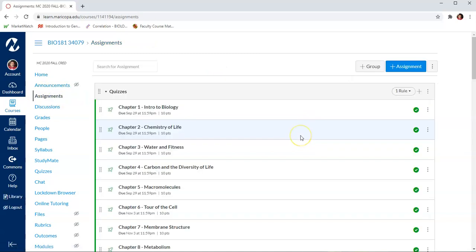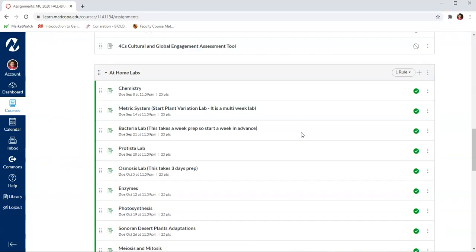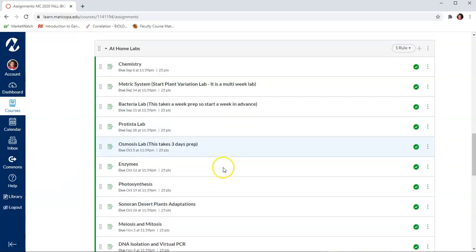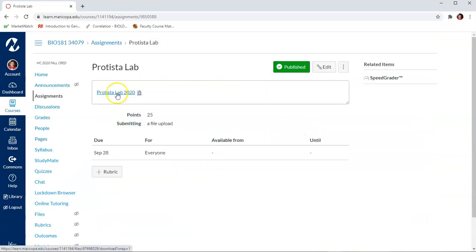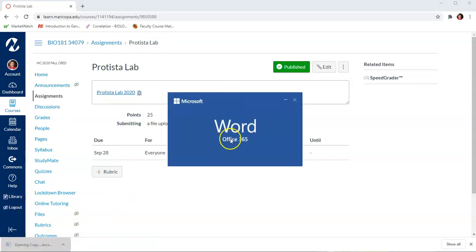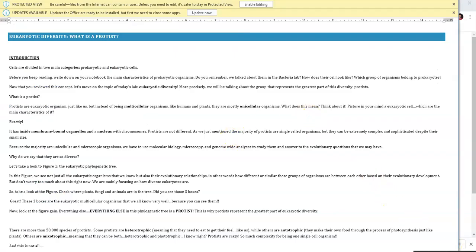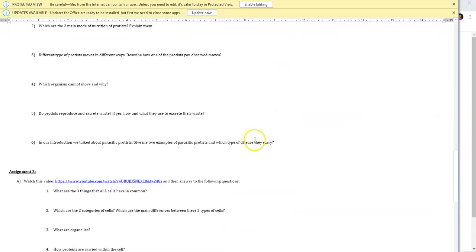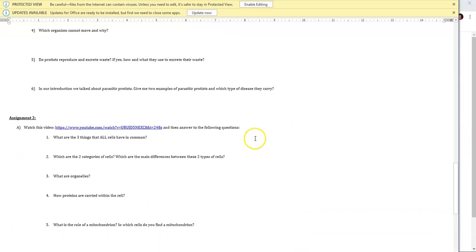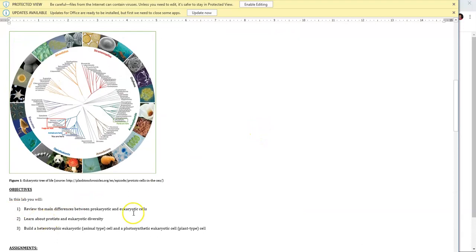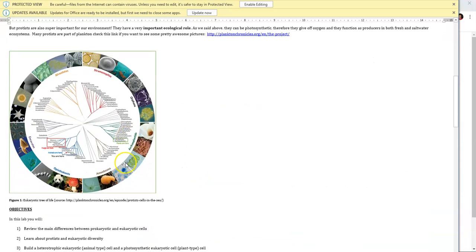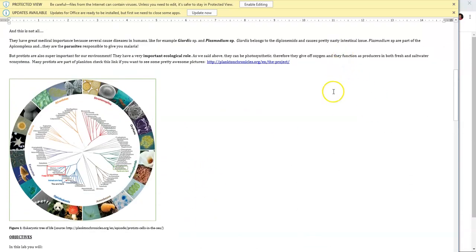I'm going to go back to assignments, and you have 14 labs that you'll do exactly the same way. Every one of these labs has a link that you'll go to, and you'll open it, and then you'll complete the lab and scan the whole lab. You can use CamScanner or take pictures of your answers in there, or if you want, you can do it in Word, and then save it and just submit it.